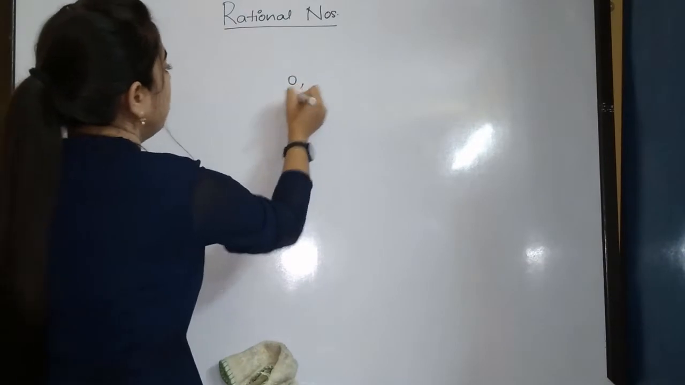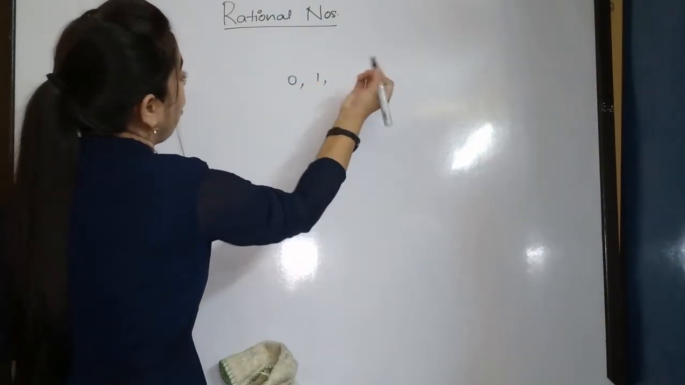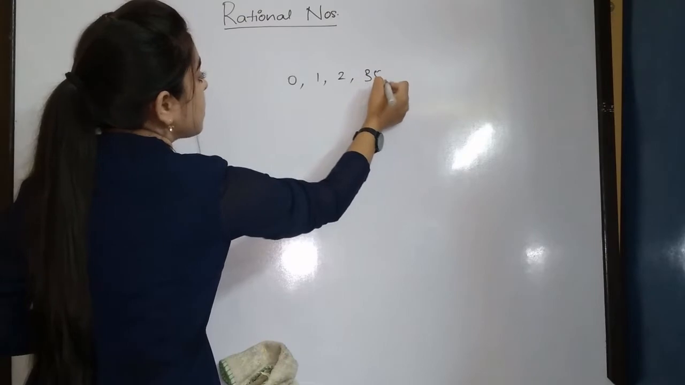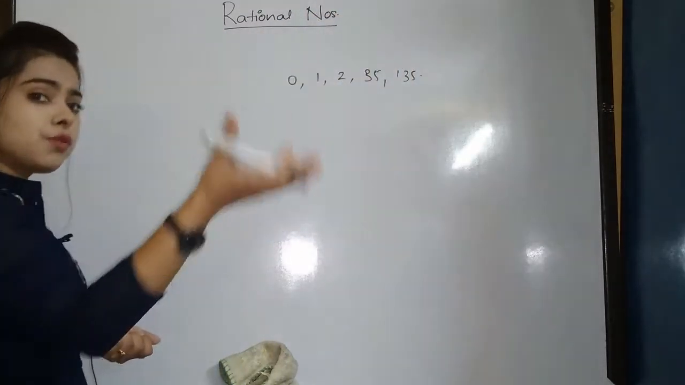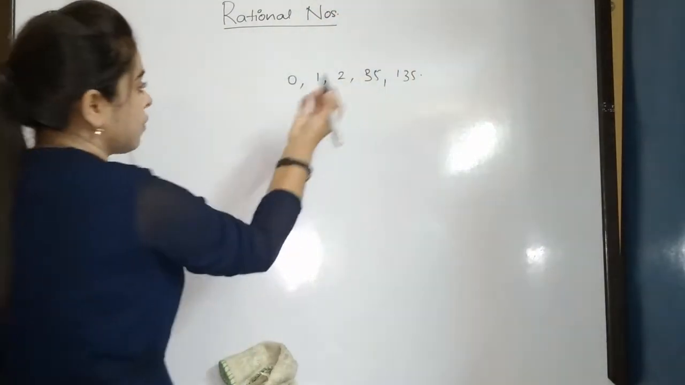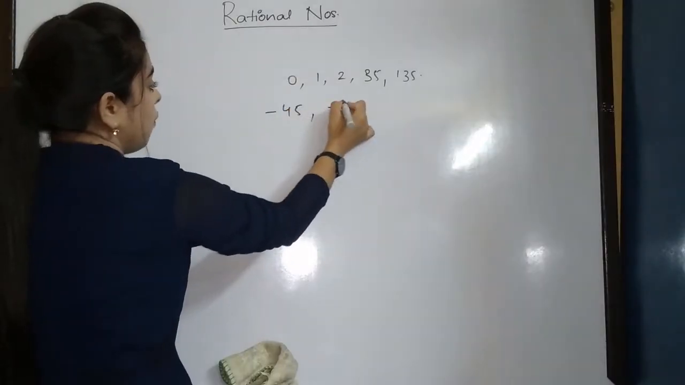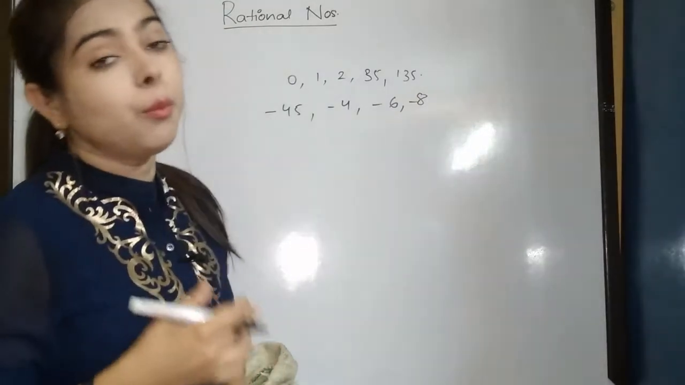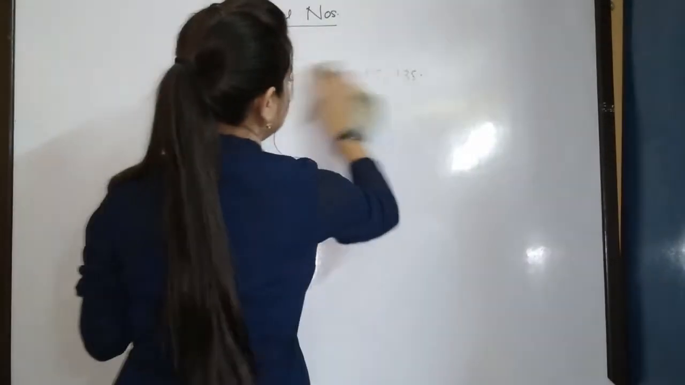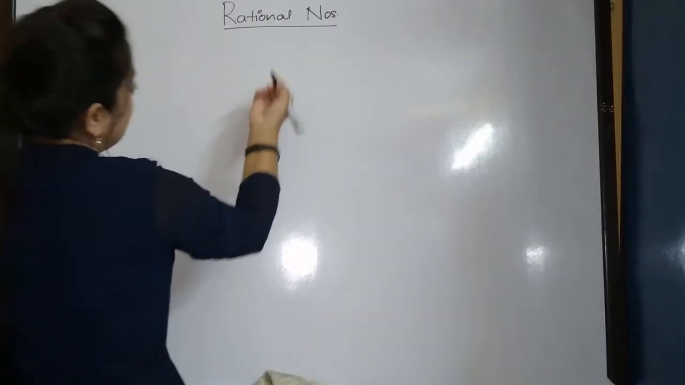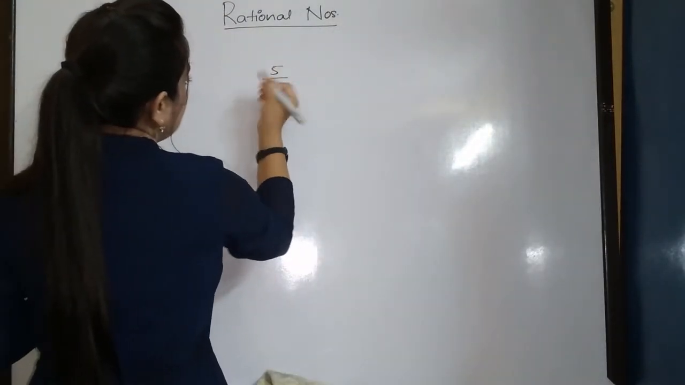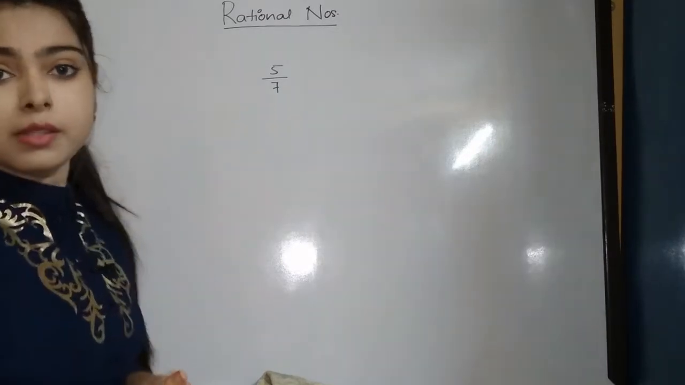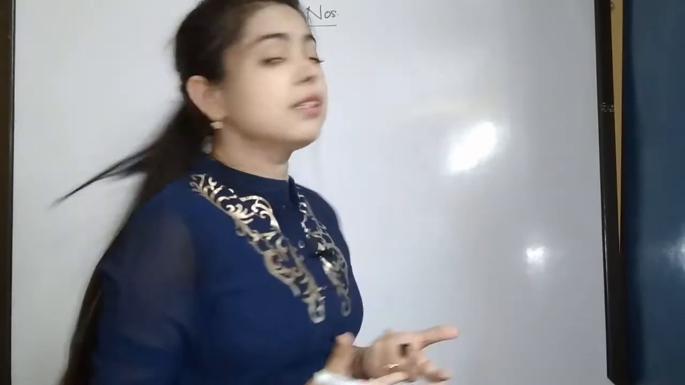Okay students, so by far we have dealt with all the numbers like 0, the positive numbers like 1 or 2 or 35, say 135. So these are the numbers which we have dealt with till now, and also the negatives of these, like negative 45, negative 4, minus 6, minus 8. But what about numbers which are present in the fractional form, like 5 by, suppose, 7? What about these numbers? How do we represent these numbers?